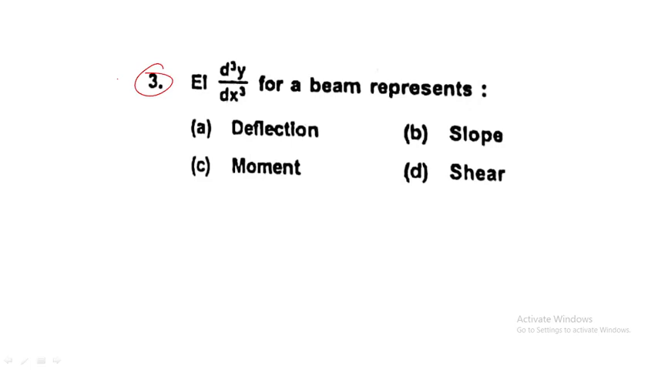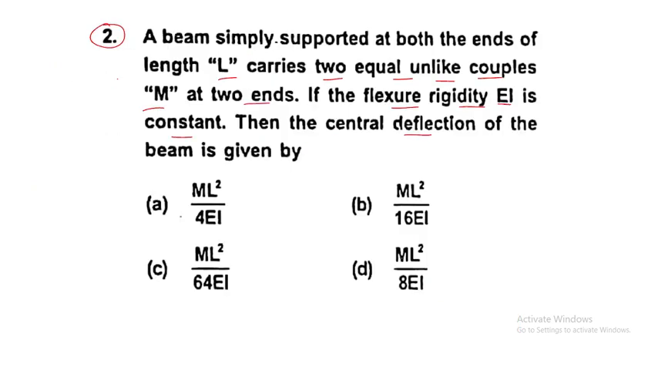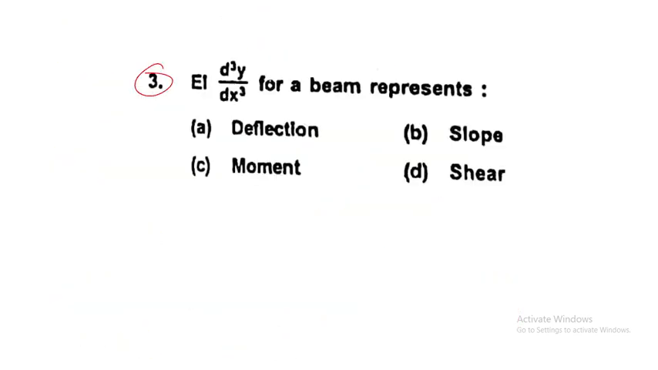Question number 3. The answer for this question: these 6 are very important, always remember this. So the answer for this question is M L square by 8 EI. Next one, question number 3. EI d cube y by dx cube for a beam represents what? So what does this actually represent, they are asking.